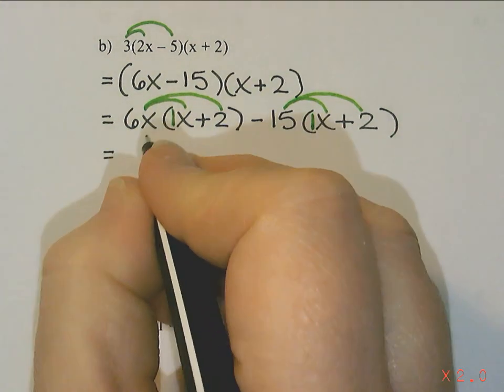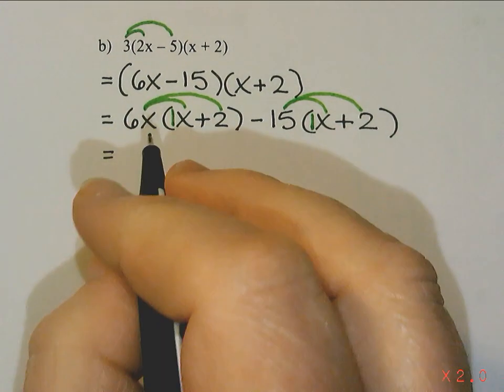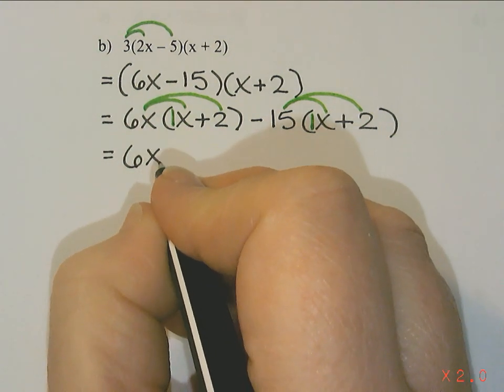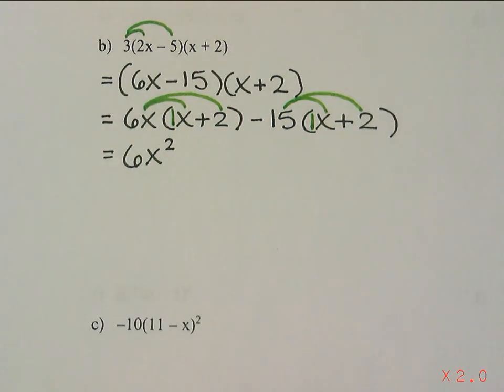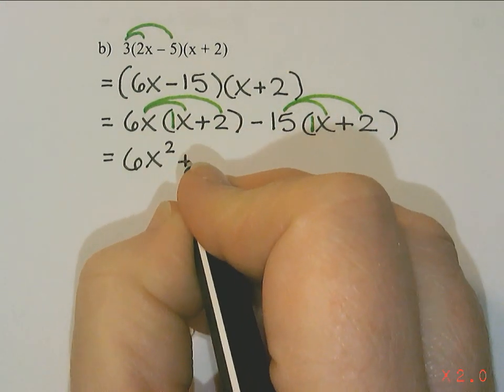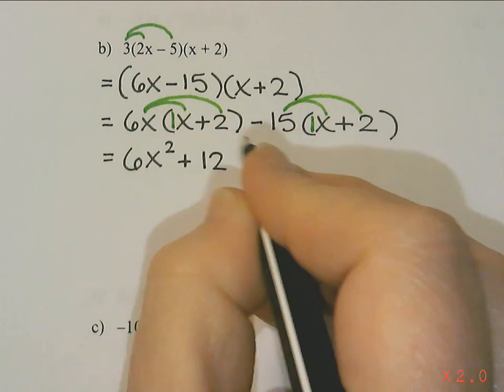Okay, 6x times 1x. 6 times 1 is 6. x times x is x squared. All right, 6x times 2. 6 times 2 is 12. And then it just has an x.